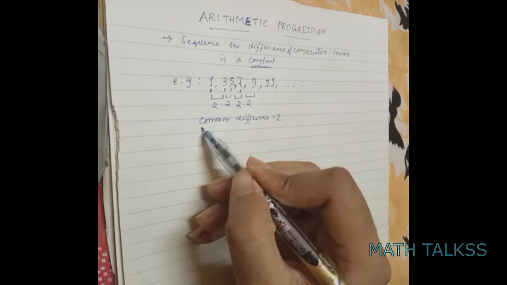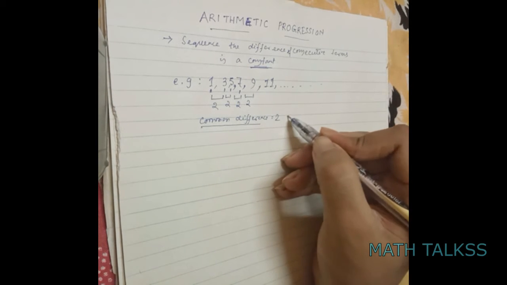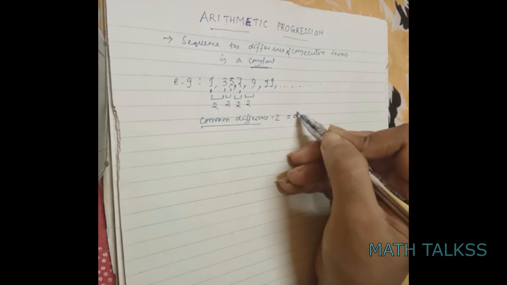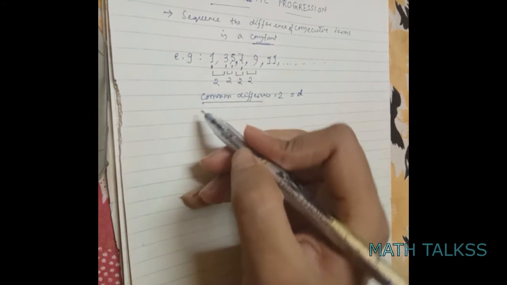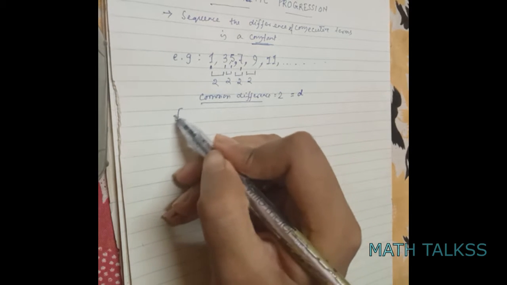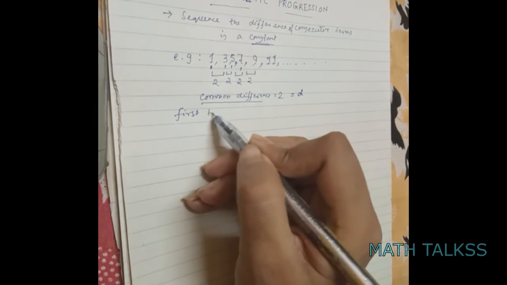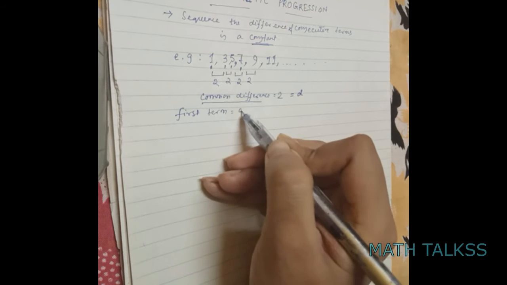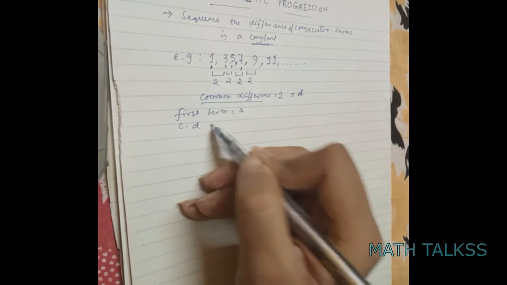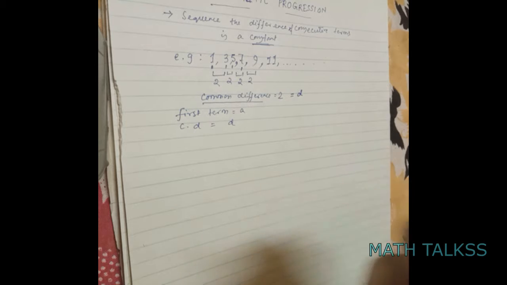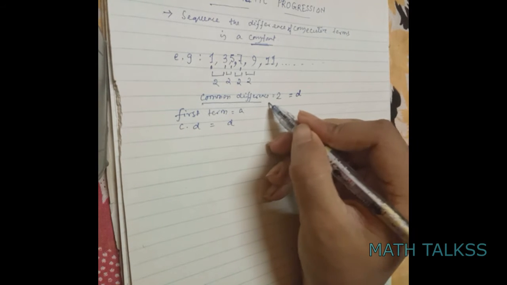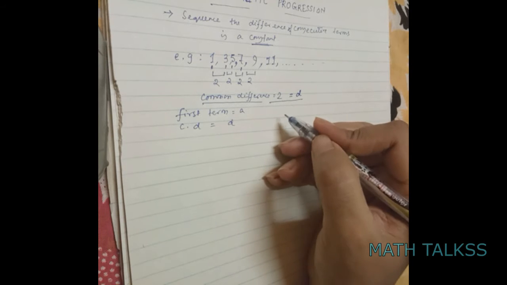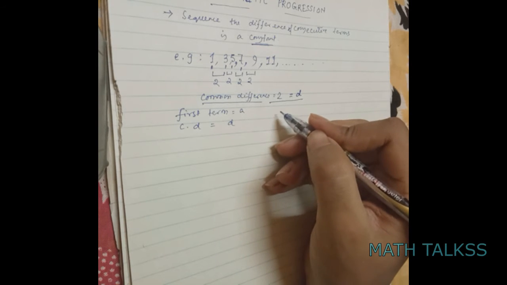This constant difference is called the common difference, which is denoted as d. In an arithmetic progression we denote the first term as a and the common difference as d. Let us understand how to denote the nth term.